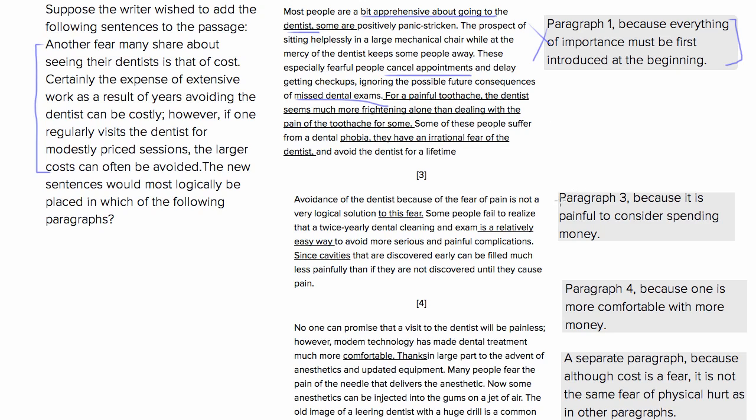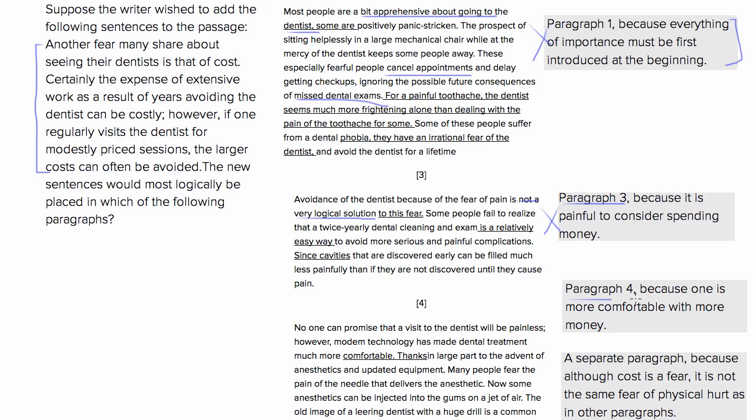Choice two says paragraph three, because it's painful to consider spending money. Probably true, but not an idea that's talked about in this essay, which is all about being afraid of the dentist. So it wouldn't really make sense to talk about it in paragraph three, because paragraph three is talking about how avoiding the dentist is, as they say, not a very logical solution. It'd just be easier to get your checkups once or twice a year. So choice two isn't good.